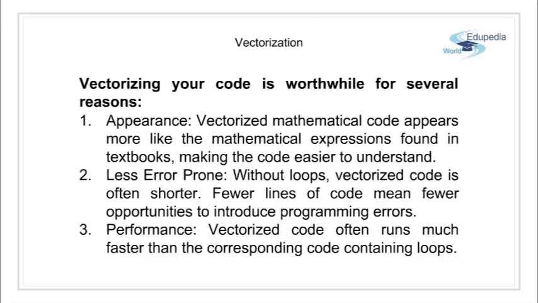First off, it's the appearance, or the way the code looks. The vectorized mathematical code looks more like the mathematical expressions found in textbooks, making code easier to understand. Second, it is less error prone. As loops are eliminated, the chances of errors are reduced and the code size is often reduced. So by law, the fewer the number of code lines, the fewer the chances of errors. Third and last is the performance. Vectorized code often runs much faster than the corresponding code containing loops. So these are the reasons why vectorizing your code is worthwhile effort.